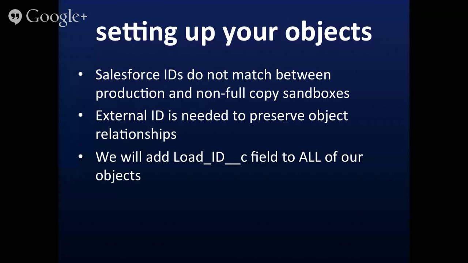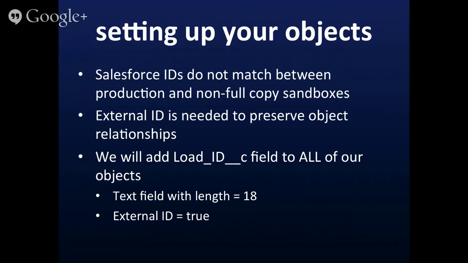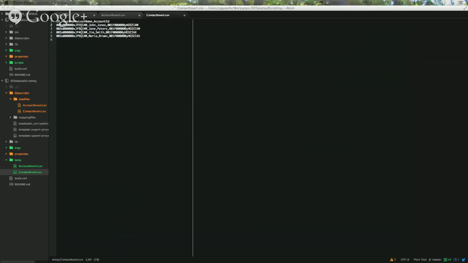In our example, what I'm going to recommend as the best practice is this: if I have an object that I know I'm going to export or import through this data script, we'll look at what that does as we go through the examples. Basically, the load ID field is a text field with a length of 18, which is the length of the Salesforce IDs. It gets set as an external ID. Now as we export the files, we'll take a look at another example.